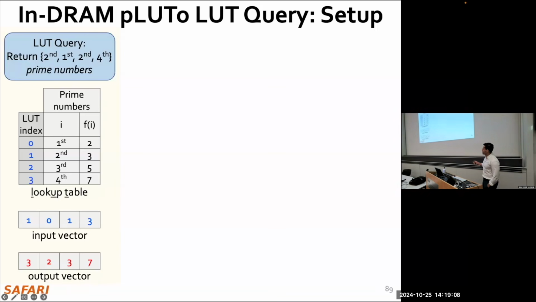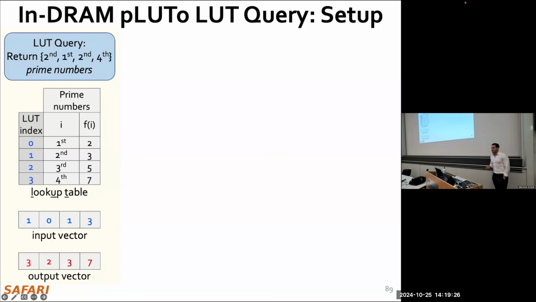0 here is going to indicate the first prime number. 3 is going to indicate the fourth prime number. And I want to have as an output in this output vector 3, 2, 3, and 7, which is the second prime number, the first prime number, the second prime number, and the fourth prime number.